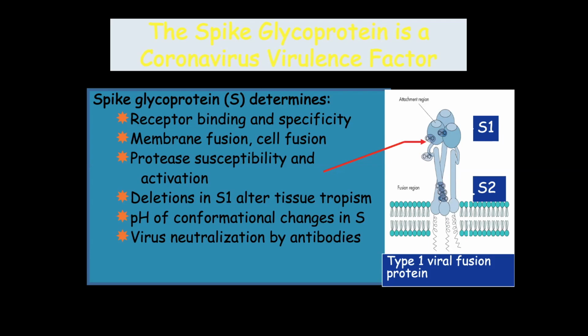We know that the spike glycoprotein is activated by a number of proteases, and these proteases are important in separating and activating the fusogenic portion, which is on the S2 or carboxy terminal part of the glycoprotein. The receptor binding domain is on the S1 or amino terminal portion, as is depicted on the right. We know that deletions in the S1 can alter the tissue tropism, and pH conformational changes in S, as well as neutralization by antibodies, really depend on the overall structure of the spike glycoprotein, which is a major antigen and immunogen that could potentially protect against COVID-19.